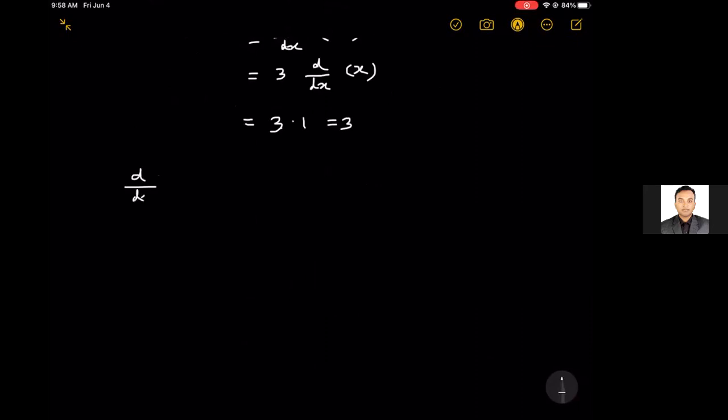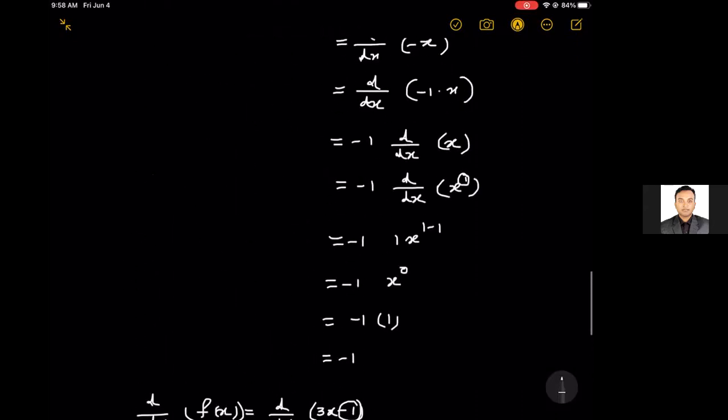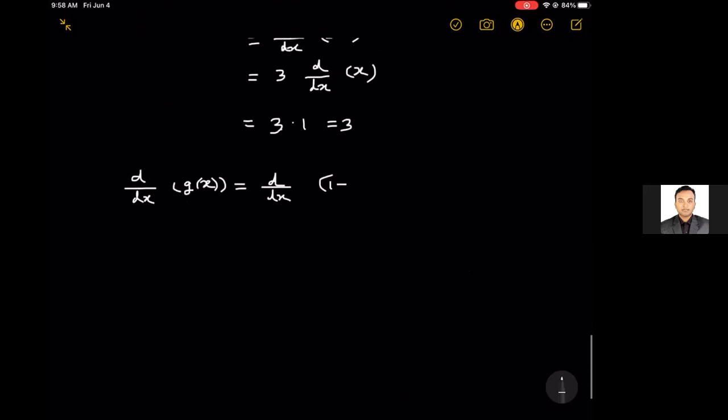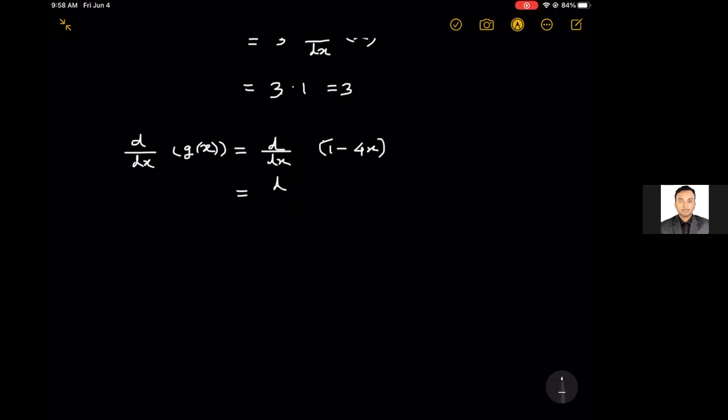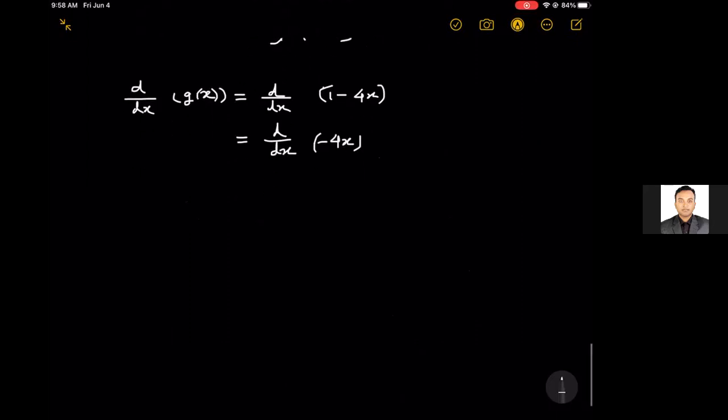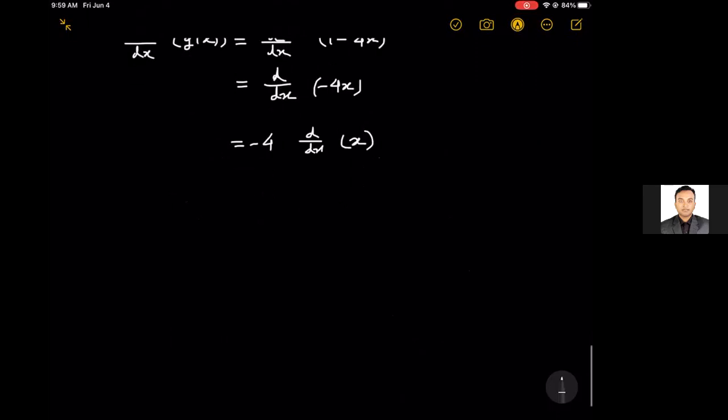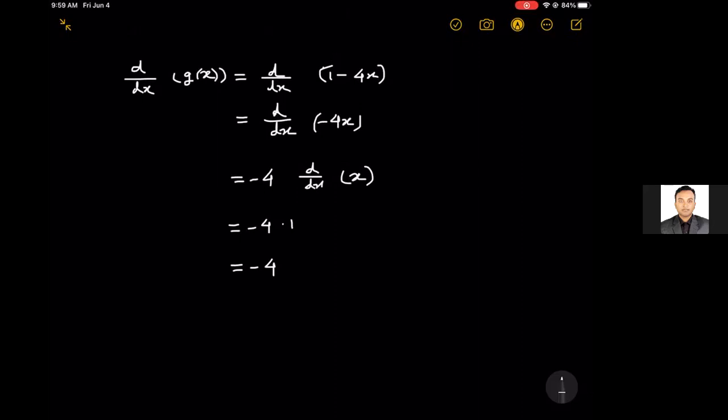Now the derivative of the second function. It was 1 minus 4x. And again, the derivative of a constant is 0, so we can just find the derivative of negative 4x. Using the constant rule again, we'll keep the constant outside and find the derivative of the other part. Again, the derivative of x is 1. So the derivative of the g function is negative 4.